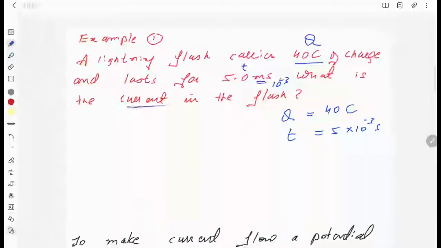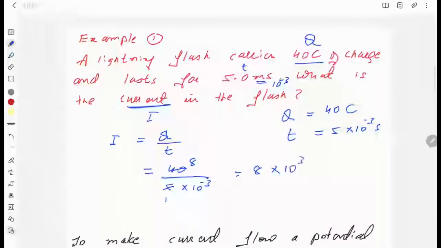You have to find current, you have to find I. The formula you have is I equals Q upon T, 40 divided by 5 into 10 raised to the power minus 3, and this you can simplify. So this is 8000 amperes.